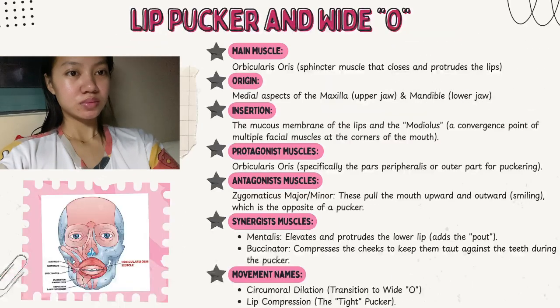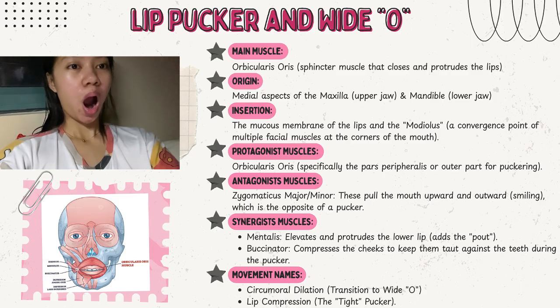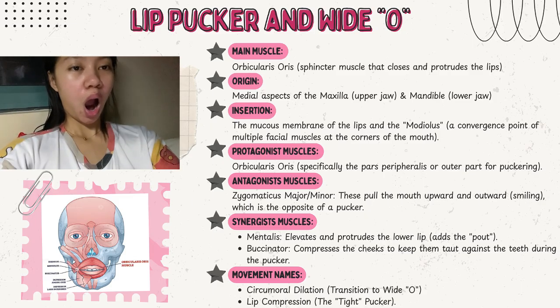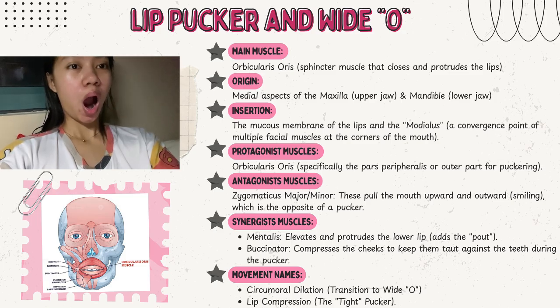First movement for the facial muscles. We have the lip pucker and wide O. This movement is a dynamic stretch and contraction cycle for the mouth. Compress the lips and protrude them forward forcefully. Without opening the jaw wide, use the lip muscles to pull the corners of the mouth inward and forward to form a vertical oval, stretching the outer fibers.